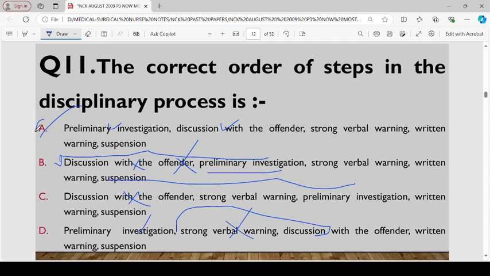So you can see with the ruling out, we already have option A as the correct answer, where you are going to conduct preliminary investigation, followed by discussion with the offender, the strong verbal warning, written warning, and then lastly, suspension.